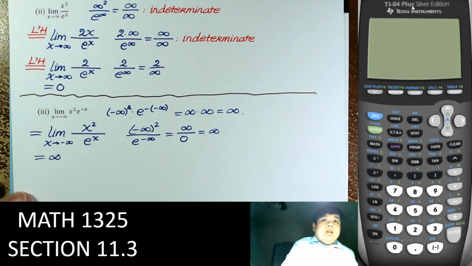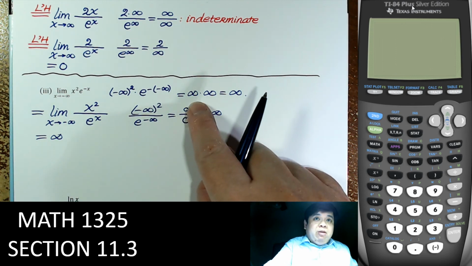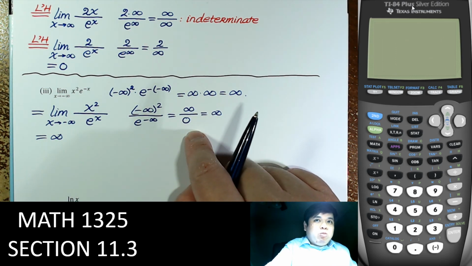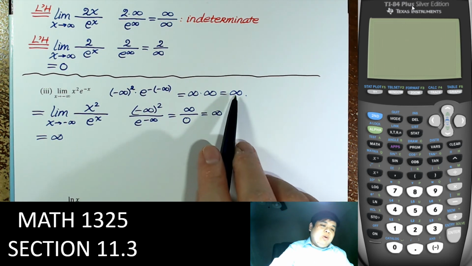So we're not using the L'Hopital rule here because they are not indeterminate forms. We have a very big number divided by a smaller and smaller number. Eventually that's infinity, which we already have.